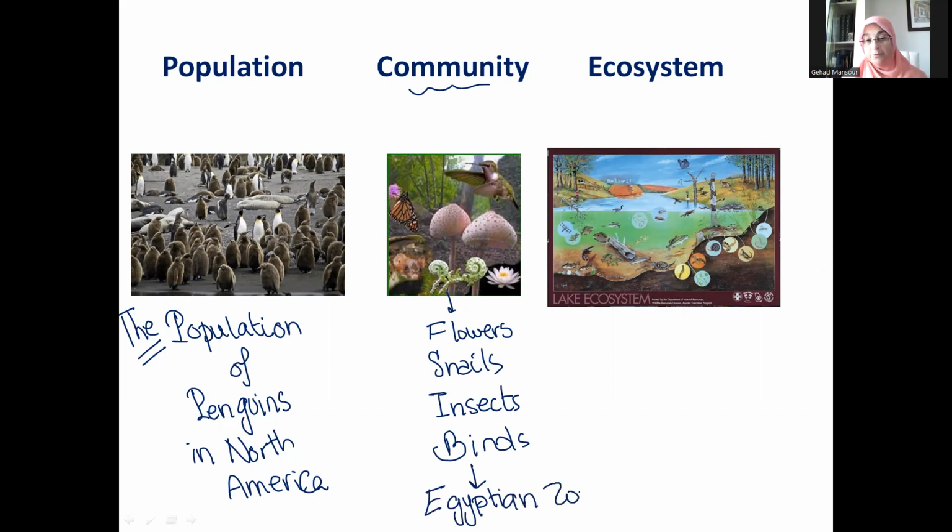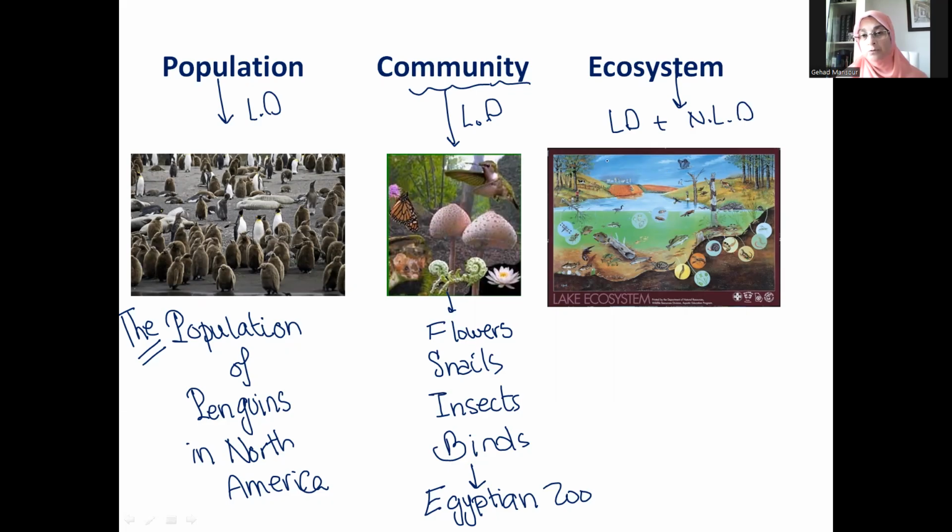For example, here we have the ecosystem. When we talk about community, we still talk about living organisms. So when you talk population, you talk living organisms. When you talk community, you talk living organisms. But when you talk ecosystem, you talk living organisms plus non-living factors.